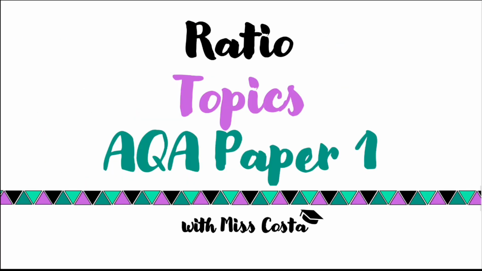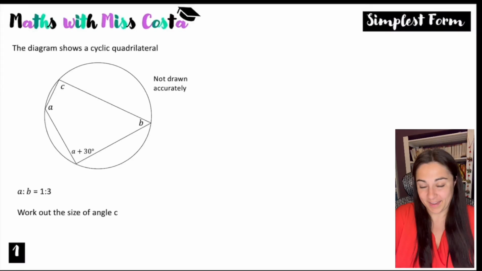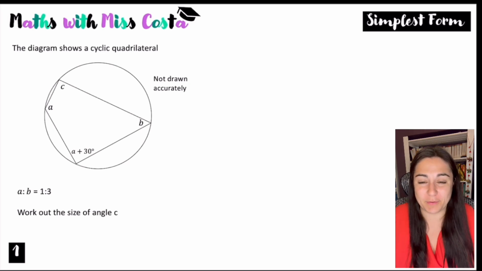And now here are the ratio topics. So not many, but simplest form and proportion problems. Okay, so here we've got a combination of ratio and some circle theorems. Remember, just because things aren't mentioned in the advanced materials doesn't mean they're not going to come up.